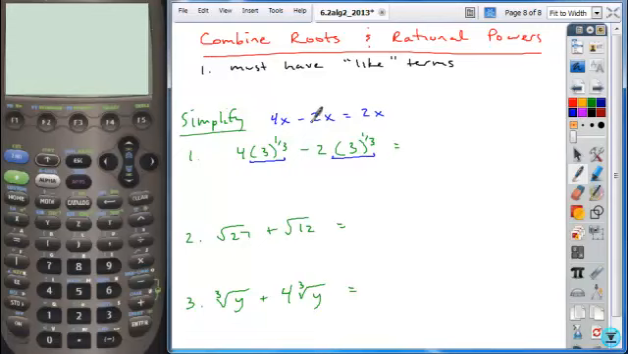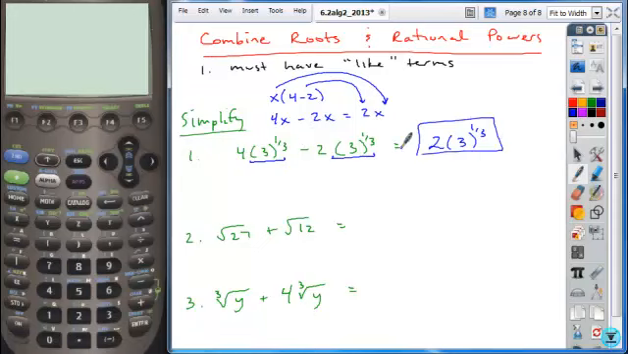Really, the process that you use when you combine like terms is you remove a common factor. So really what we're doing is we're taking out the factor of x. We're left with a 4 minus 2, and then we simplify that, put it out front, and then just carry along that factor that we removed. So it's the same process at work here. It's like we remove this common factor of 3 to the 1/3, and then we just combine what's left. 4 minus 2 leaves us with 2, so that would be our answer.